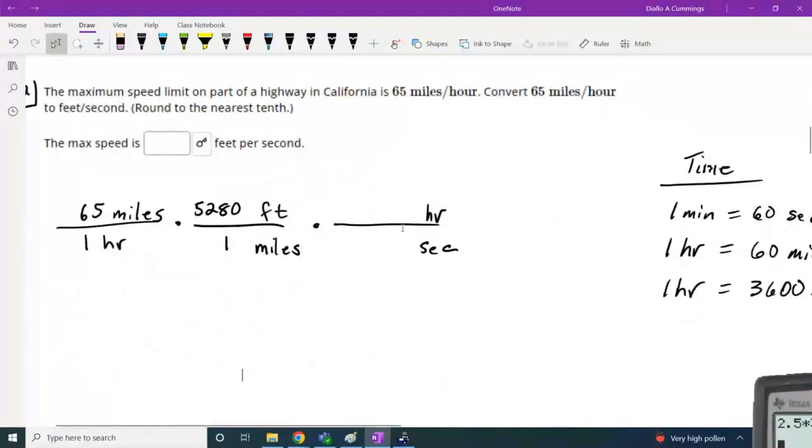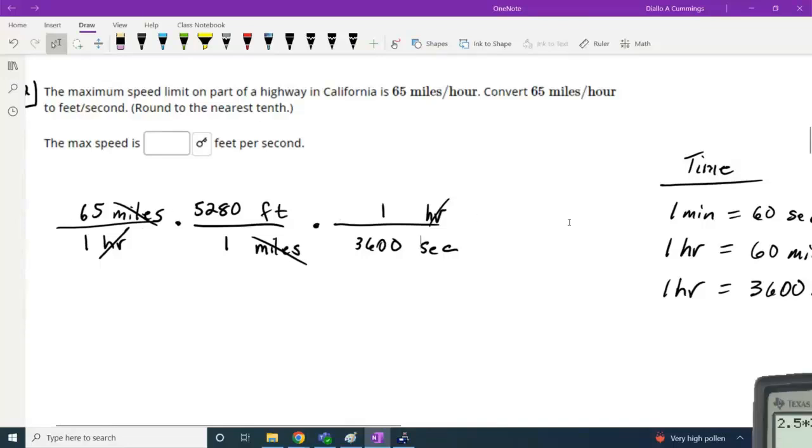And 1 hour is 3,600 seconds. So now when we multiply, we see that the miles unit will cancel. We see that the hour unit will cancel. And I'm left with feet in the numerator and second in the denominator.